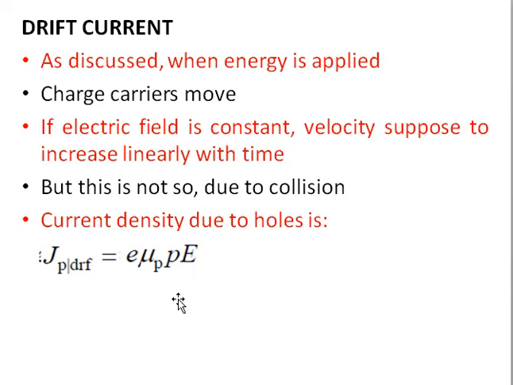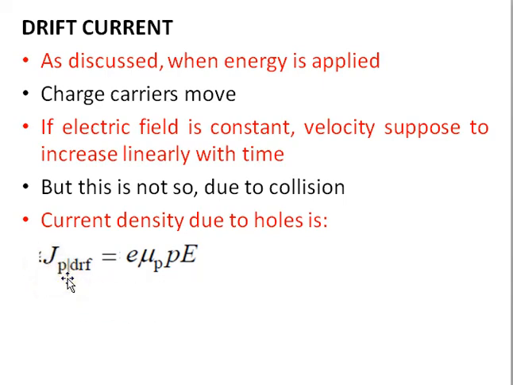Now, these charge carriers, as I said, whenever energy is applied to them, they will start moving. If the electric field is constant, we should assume that the velocity of these charge carriers during their movement is constant, but in reality that's not the case, because we have the problem of collisions, where one electron will collide with another, thereby reducing the speed with which they are moving. So the amount of current per unit area, whenever a field is applied, is what we call the current density, J.